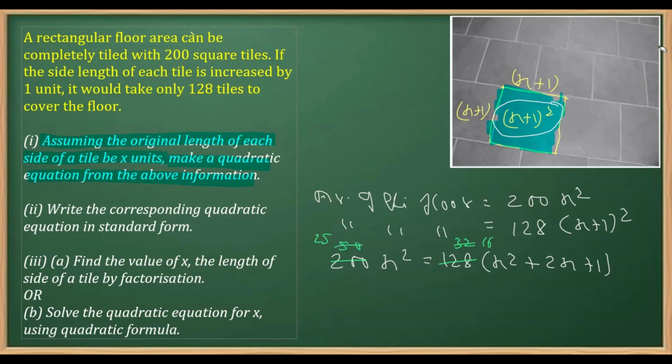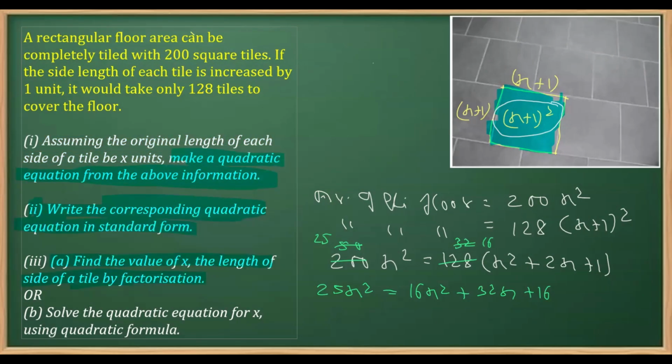So if I rewrite this equation, it will be 25 times x square, and on this side I'll open the bracket. It is 16 times x square plus 16 into 2, that is 32x, and plus 16 into 1, that is 16. Now I'll be writing this in the standard form. So 25x square minus 16x square should give you how much? 9x square. And minus 32x minus 16 equals 0. So I think we have done the first part.